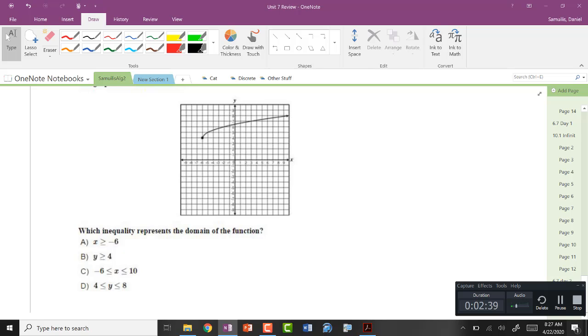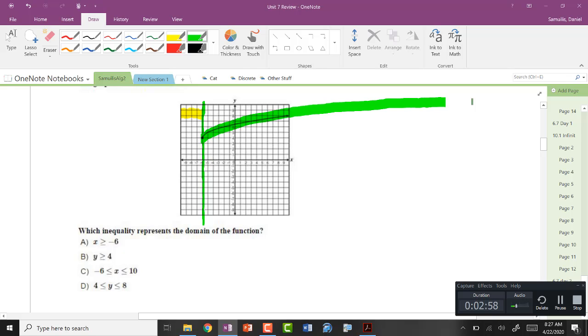Which inequality represents the domain of the function? Domain are x values. There are no x values over here on the function. Where did the x values start? Right here. The x values start right here. What is that x value? It's a -6. What's going to happen with that? It's going to go on forever. We just don't have a graph that's that big. So what value is that? X is greater than or equal to -6.